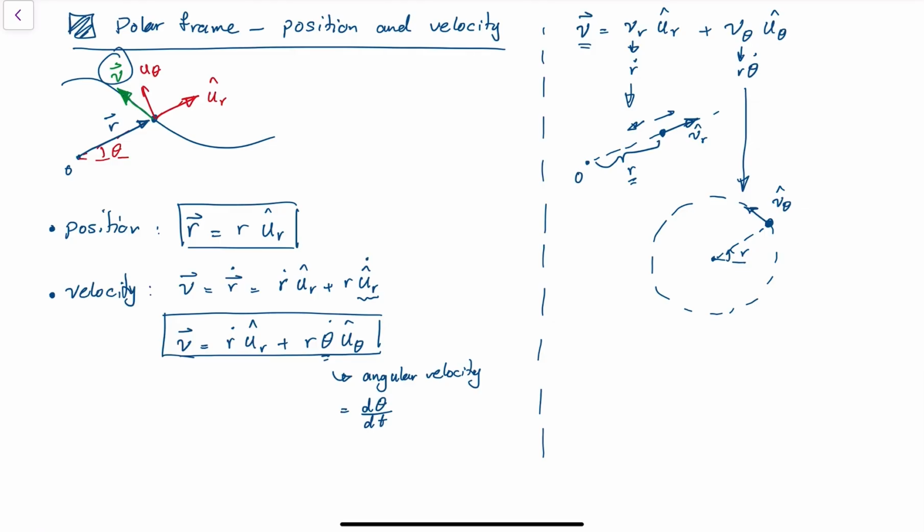The only thing I wanted to say, I wanted to write down, but I cannot. I'll just say it. If you want to find the magnitude of the velocity, or the speed, you have to consider both of these components, and the magnitude is the square root of the radial component squared plus the transverse component squared. So that is position and velocity.